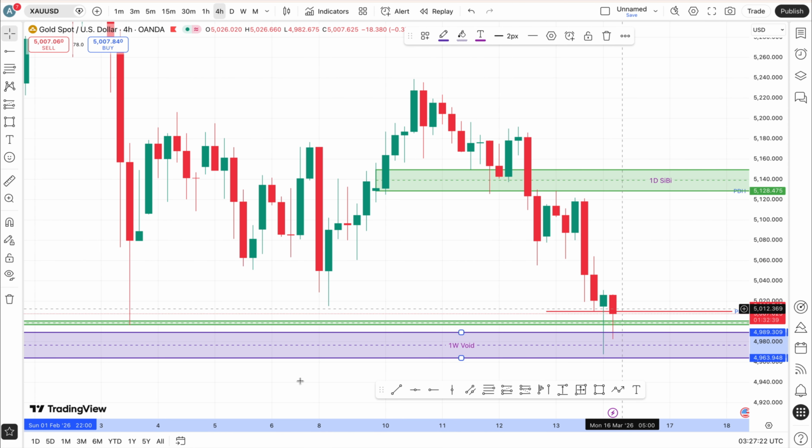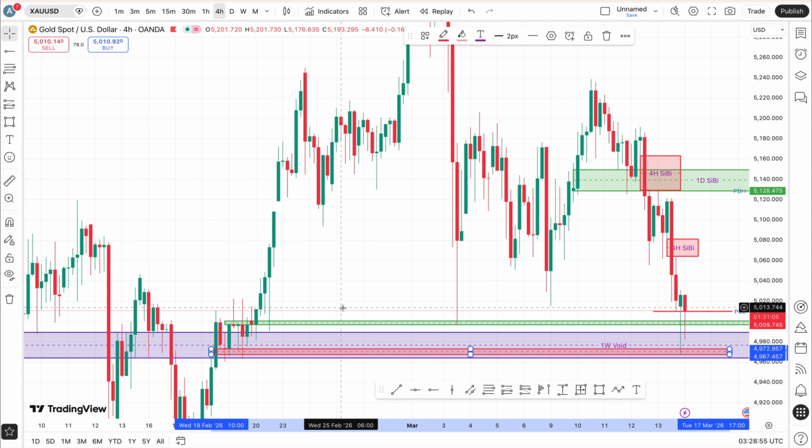The BISI formed when the price moved aggressively upward, leaving an imbalance where buying pressure dominated. When price returns to this area, you can see it acted as a support because buyers defended this zone again. So currently we have 3 layers of potential support. The weekly void, the daily void, the 4-hour buy-side imbalance, along with the psychological level around the 5,000 level, which makes this area extremely important for today's trading session.